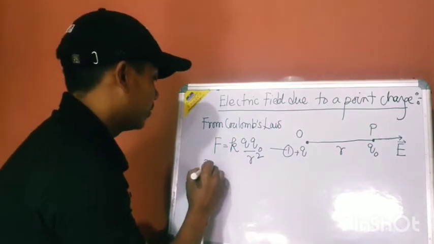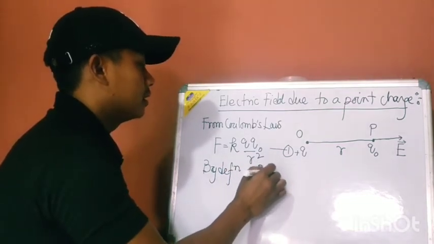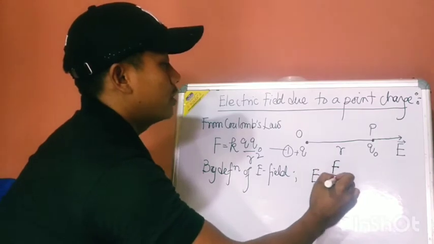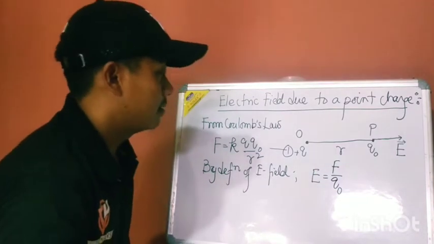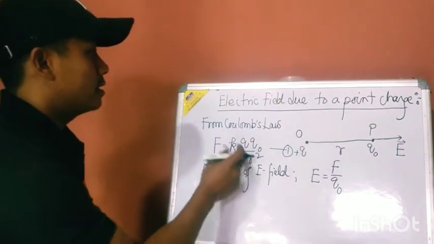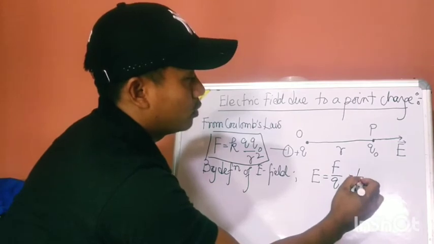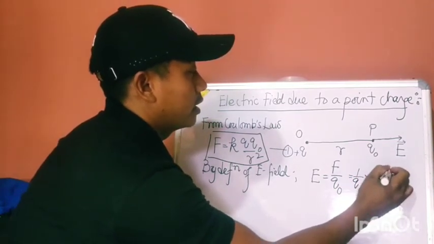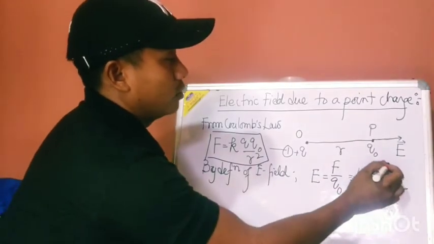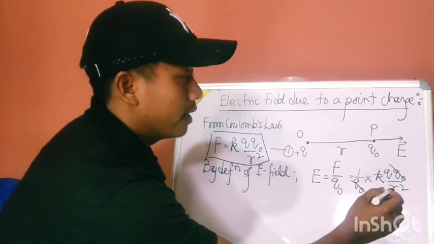Then by the definition of electric field, E is equal to force per unit test charge. This is what you have learned. Force divided by test charge Q naught. Let us use equation 1 and substitute here. Then 1 by Q naught into K Q Q naught divided by R square. Then Q naught can be cancelled, one in the denominator and one in the numerator. What remains? K Q by R square.